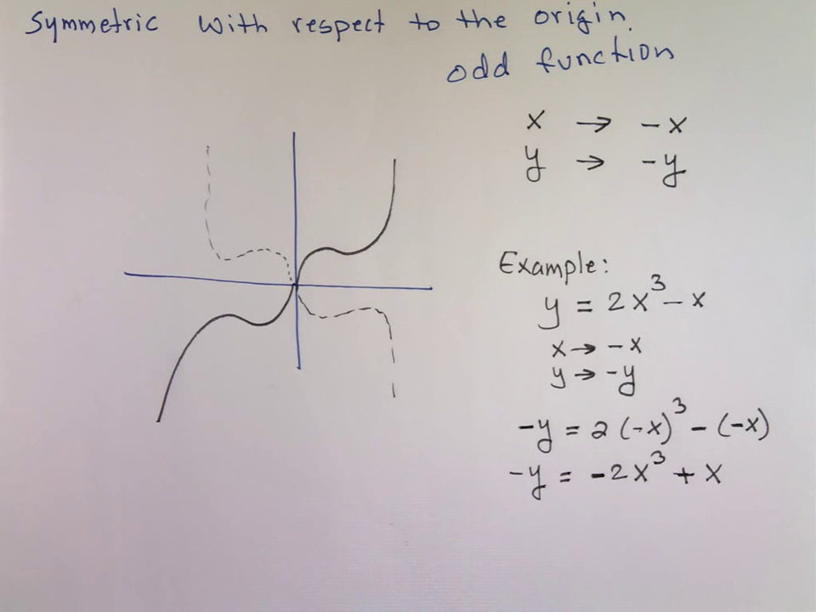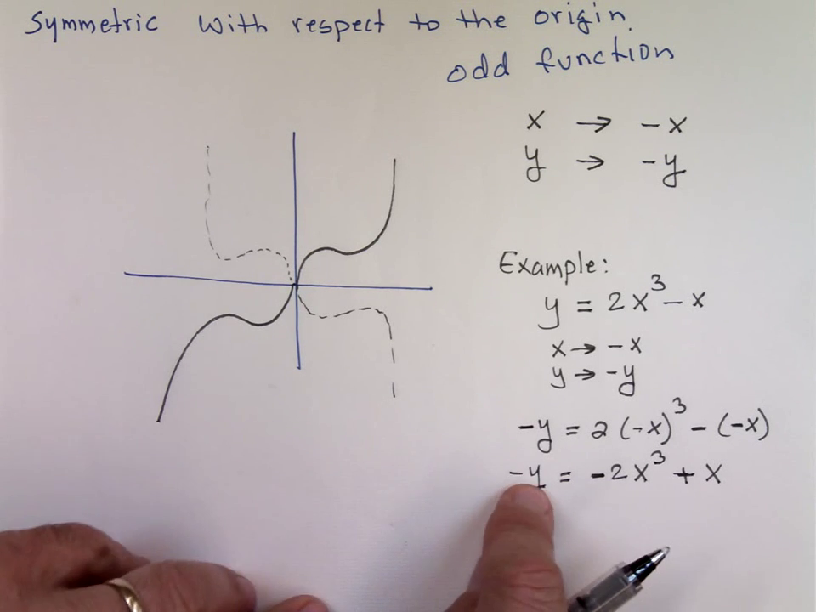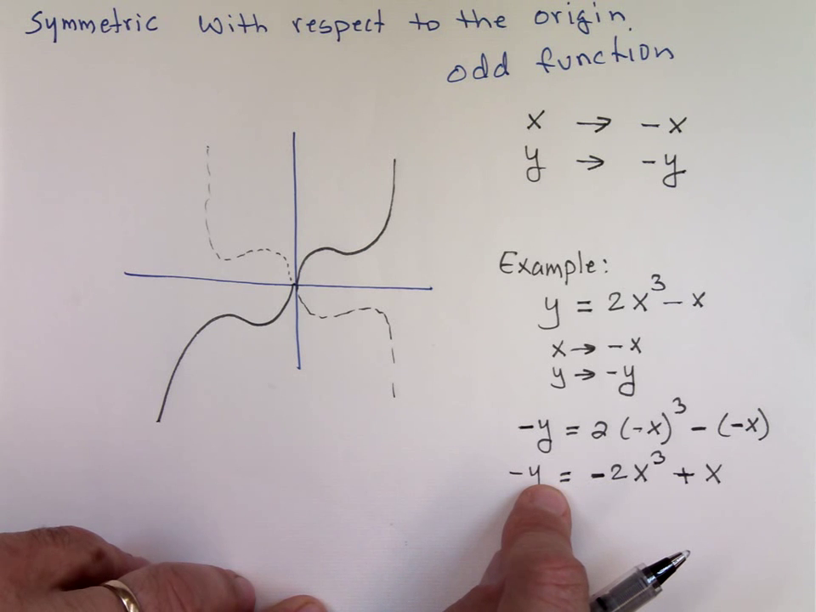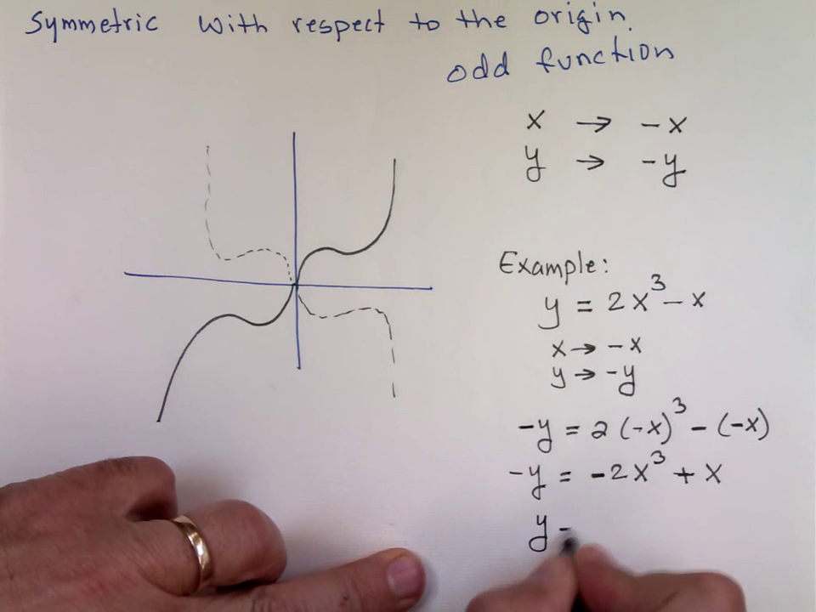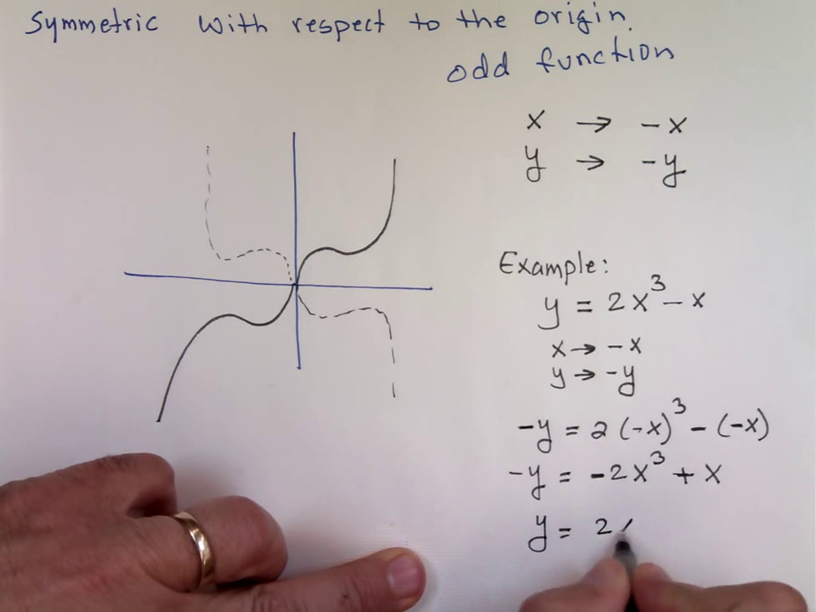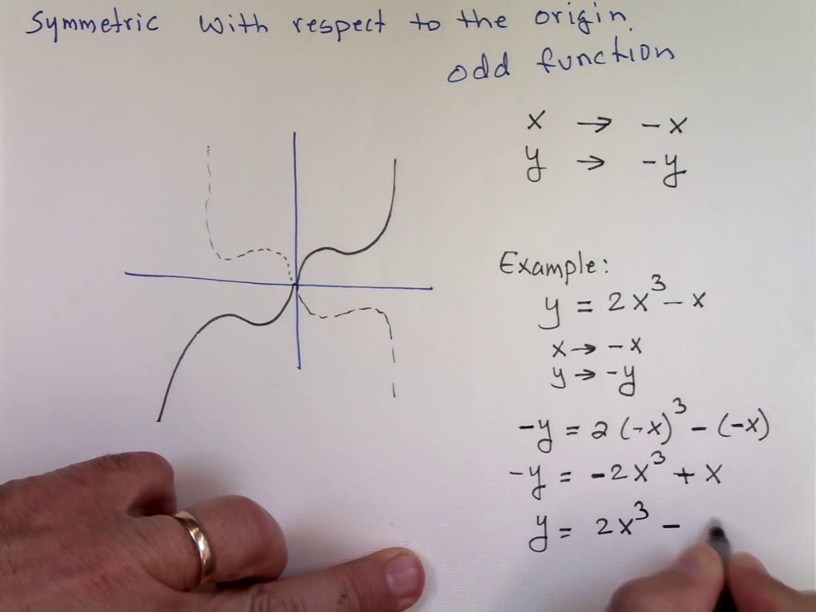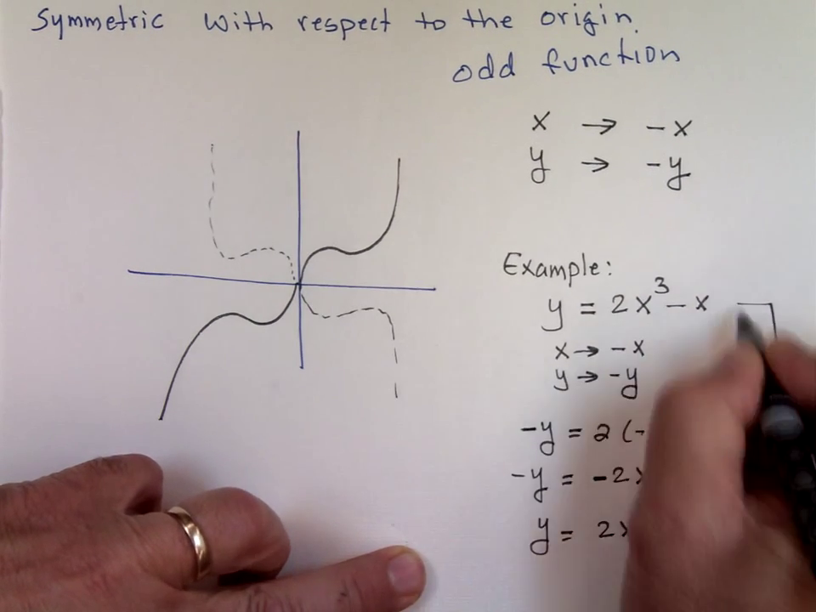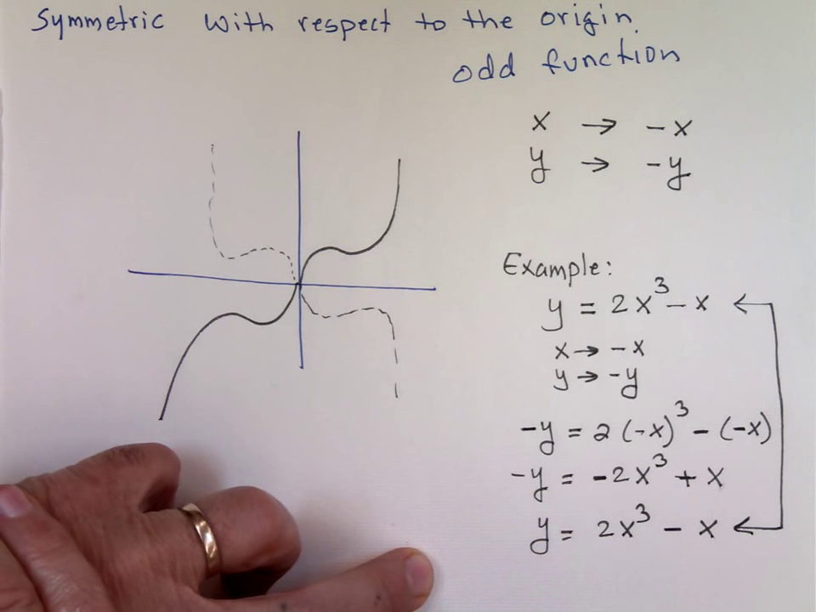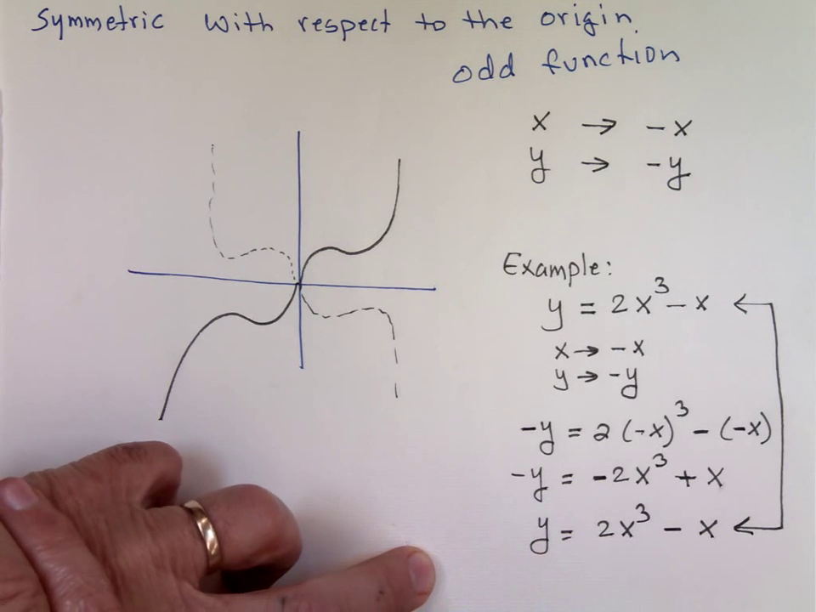I don't like to solve for negative y. So can we multiply everything by minus 1? So you'll have y equals, or change all the signs. And look right here, and look right here. Is that the same? That is an odd function.